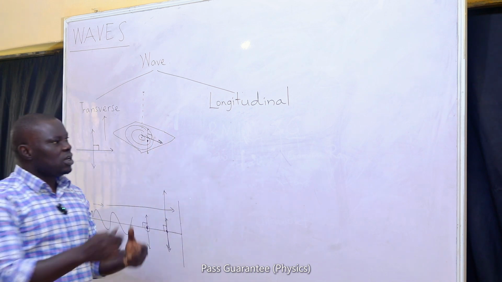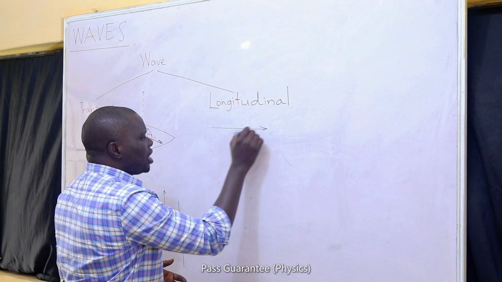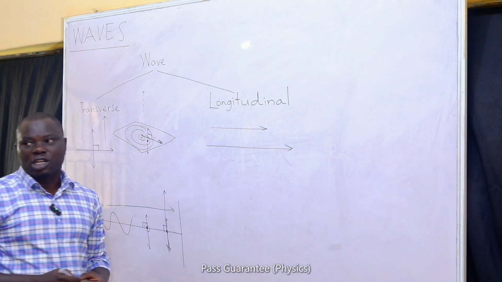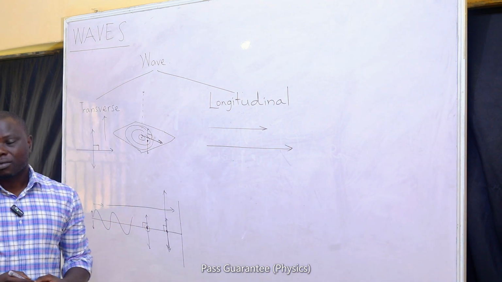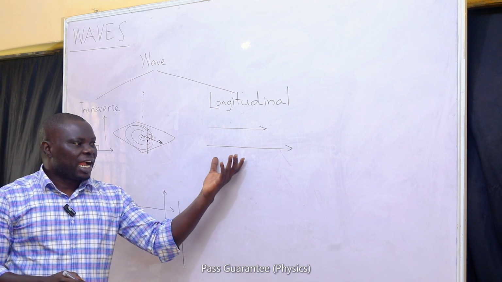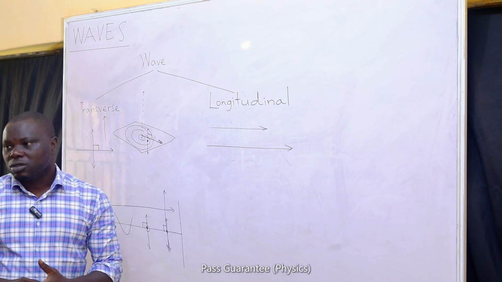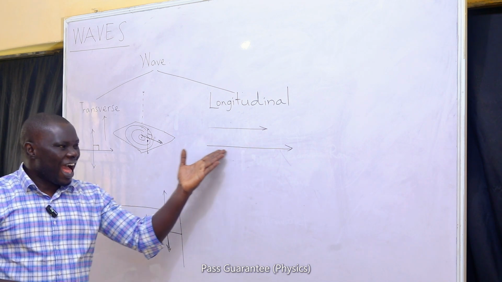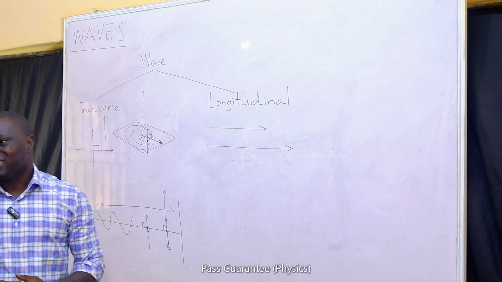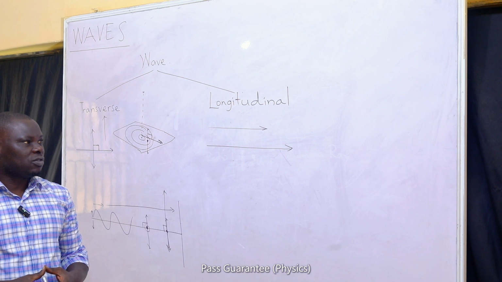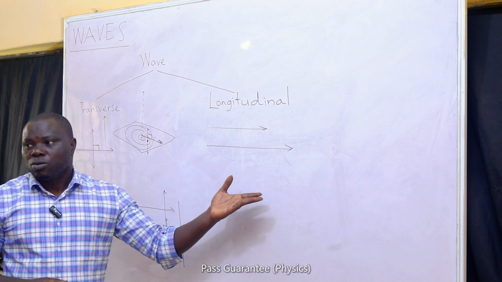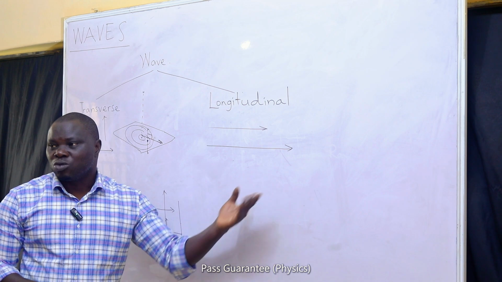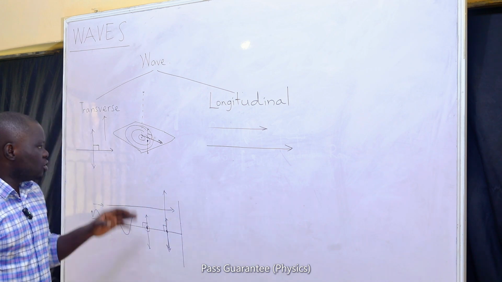Longitudinal waves are waves that move in the same direction as the direction of vibration of the medium. When a wave moves in the same direction as the vibration of the medium, then we say that they are longitudinal waves. So longitudinal waves are waves whose path is parallel or in the same direction with the vibration of the medium. It's no longer perpendicular.